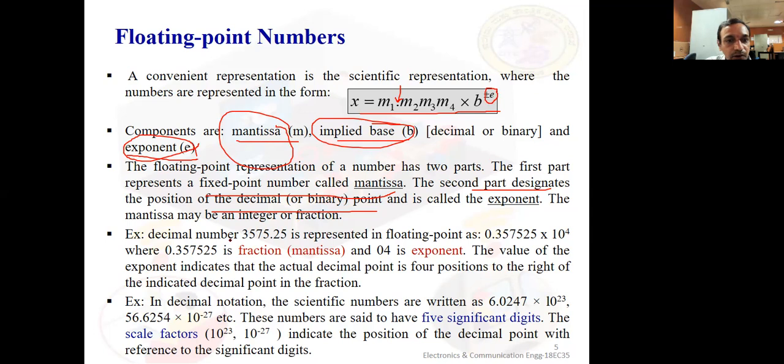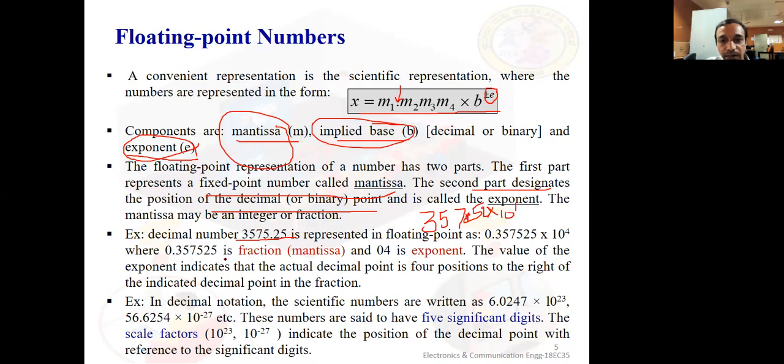Okay. So a simple example I have taken here. Suppose there's a decimal number 3575.25. Okay. So you can write this, we know this already. So I'll just try to write this. For example, I can write this as 357.525 into 10 power 1, something like this, right?